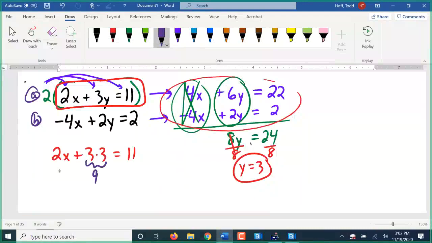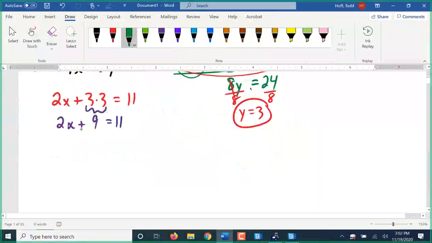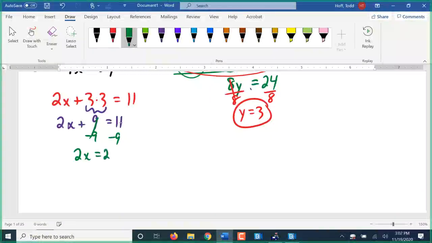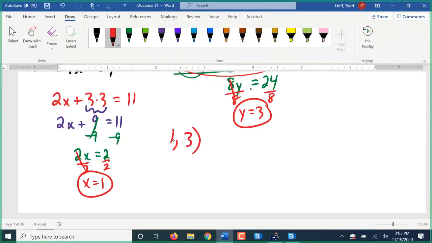I'm going to combine what I can combine. 3 times 3 is 9. So 2x plus 9 is 11. And now I'll solve it for x. Subtracting 9 gives us 2x equals 2. And dividing by 2 gives us x equals 1. So we have x is 1 when y is 3 is our solution.